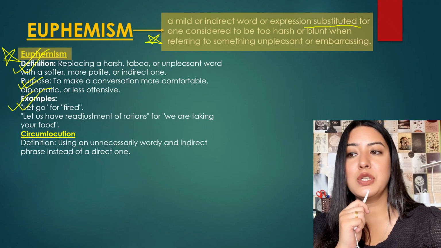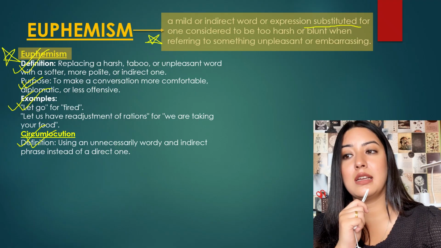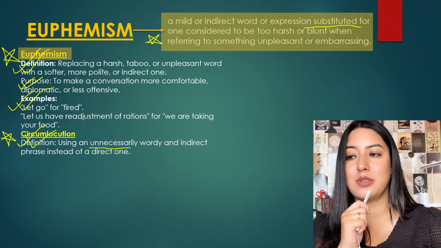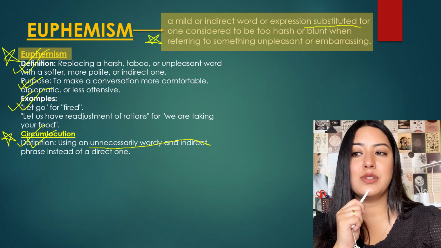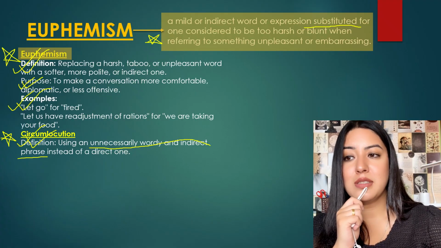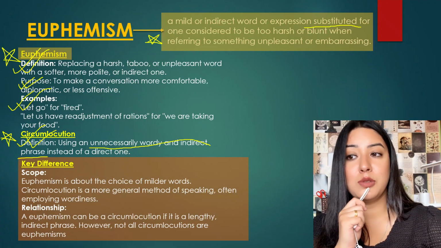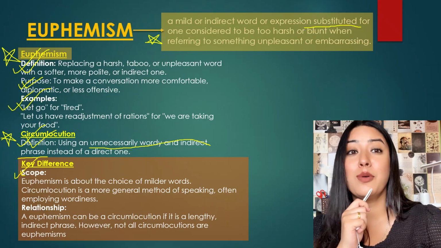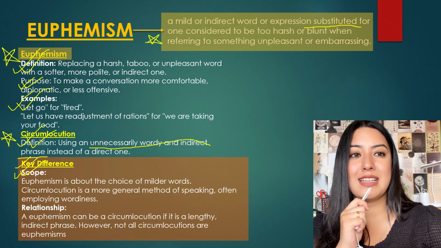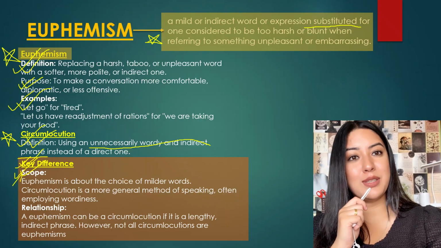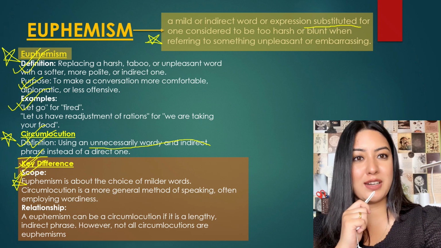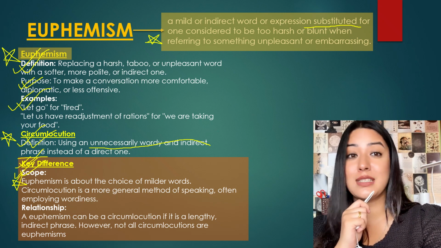Circumlocution, definition: using an unnecessarily wordy and indirect phrase instead of a direct one. And for euphemism, it's substitution. Okay, substitution. So what is the key difference? The scope. Euphemism is about the choice of milder words. Circumlocution is a more general method of speaking, often employing wordiness, more words than necessary. So exactly what I'm telling you, this is the difference, very important, but we are actually done with two words today from literature, right? Which is going to help us understand the concept even more.